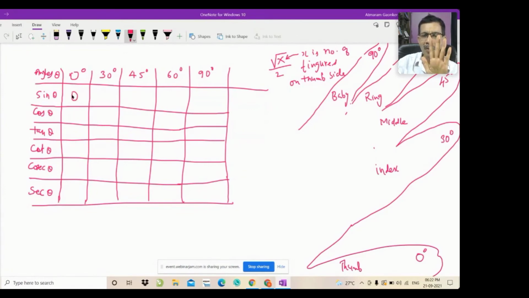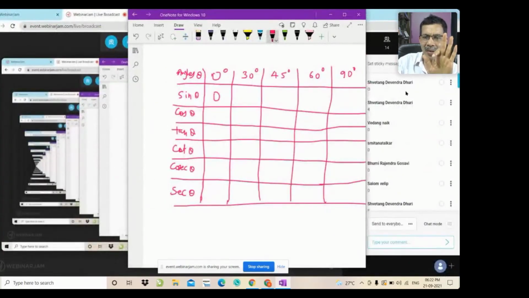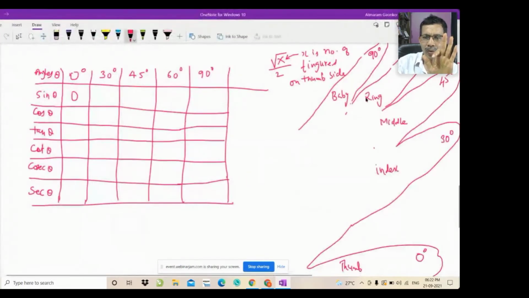Now I will open back the thumb and bend the index finger. I have bent the index finger now. Please bend your index finger. And when you bend your index finger, how many fingers are there towards the thumb? Please type in the comment box. How many fingers are there towards the thumb? Please type your answer in the comment box.